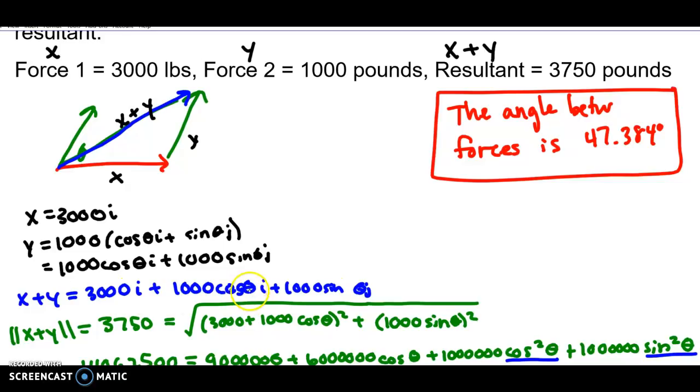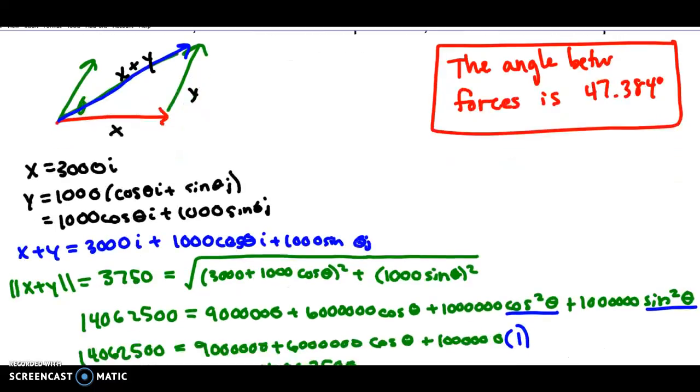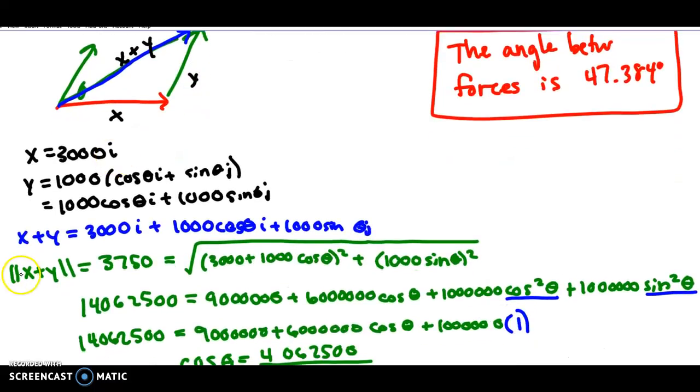Okay? We don't know what theta is. That's what we need to find. We knew that theta for the x component was 0. So we don't know anything about x plus y other than that its magnitude is 3750 pounds, right? So if I actually find its magnitude, and you're like, oh my god, are you kidding? And I'm like, yeah, it's okay, you can do it, right? We know that we can set that magnitude equal to 3,750.